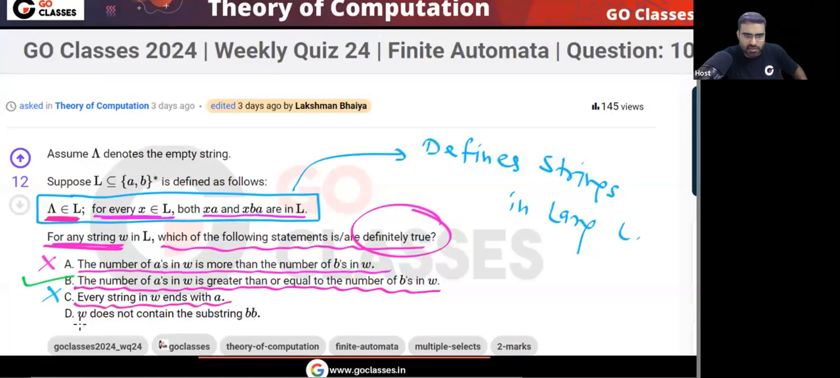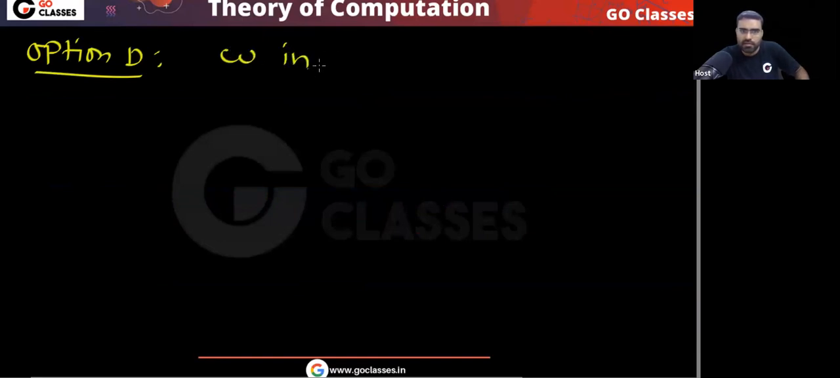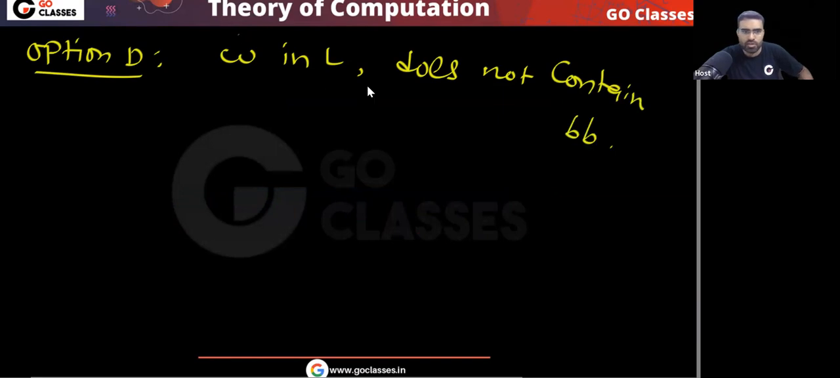What about option D? W does not contain substring BB. Is this true? Yes, this is true. How will you prove it? This is your option D: W in L does not contain BB.